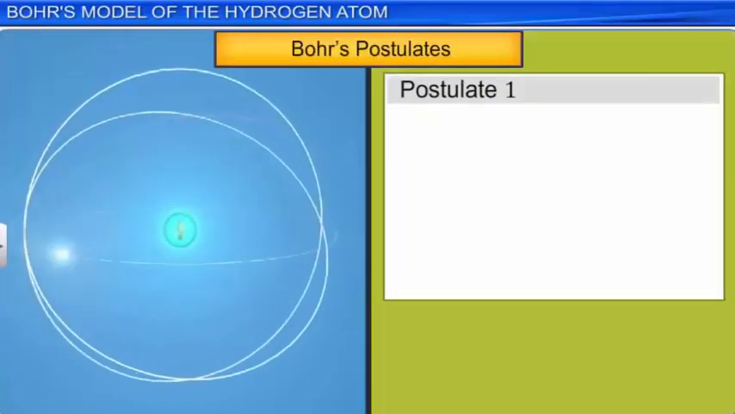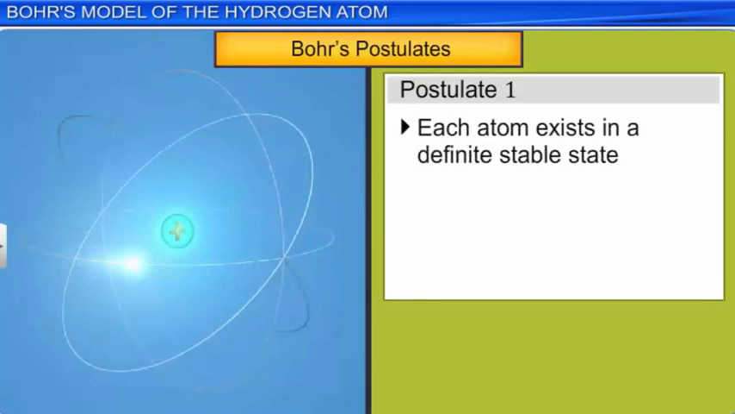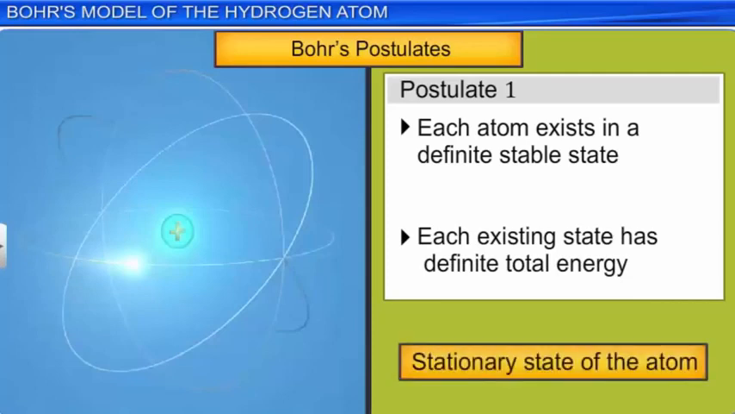According to the first postulate, an electron in an atom could revolve in certain stable orbits without losing energy continuously. This means each atom exists in a definite stable state, and each existing state has a definite total energy. These are called the stationary states of the atom. Therefore, as long as the electron occupies these stable states, there is no loss of energy in the electron.